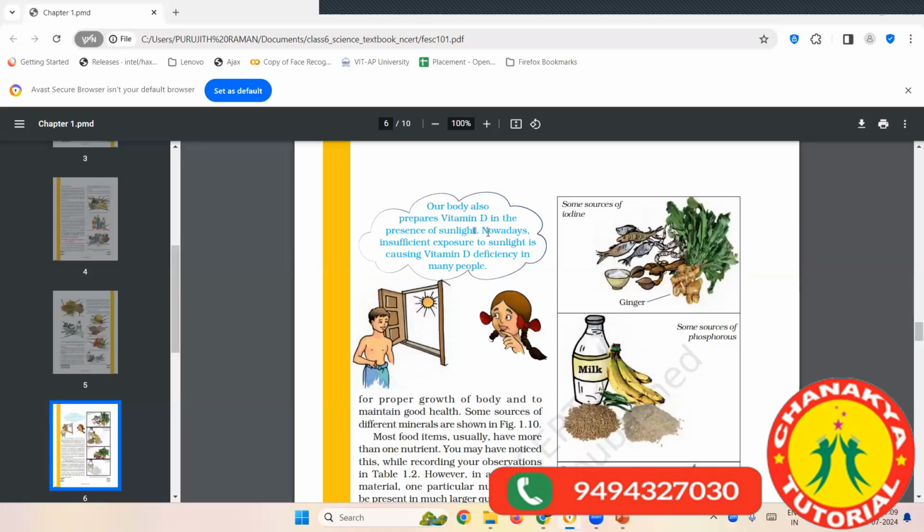It's actually infants and older adults. So people over the age of 65 years can get vitamin D deficiency.